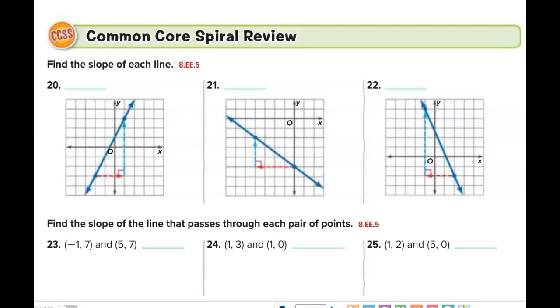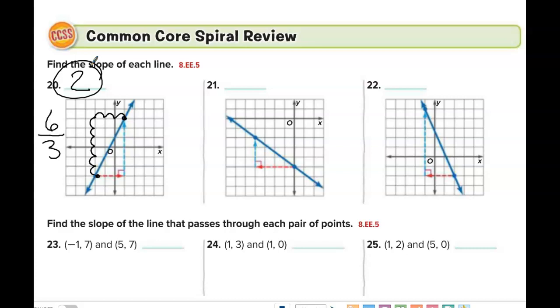If we start at this first dot, how many do I have to count up to get to the next dot? 1, 2, 3, 4, 5, 6. So our rise is 6 over our run, which is 3. 6 divided by 3 is 2, so the slope was 2.